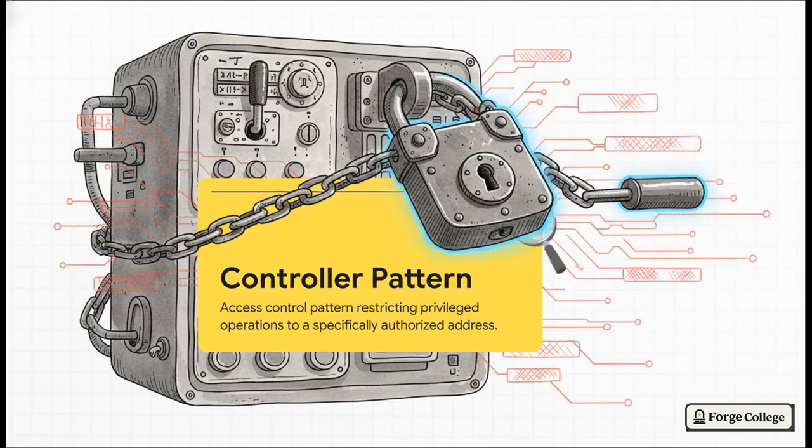So the solution here is the controller pattern. You can think of this as installing a massive heavy-duty padlock right on the machine's control panel. By storing an authorized controller address in our contract, which is usually the deployer or a dedicated smart wallet, and adding an onlyController modifier to our sensitive functions, we guarantee that only we can pull the levers. It brilliantly keeps the core logic completely open for marketplaces to read while strictly locking down all the write permissions.